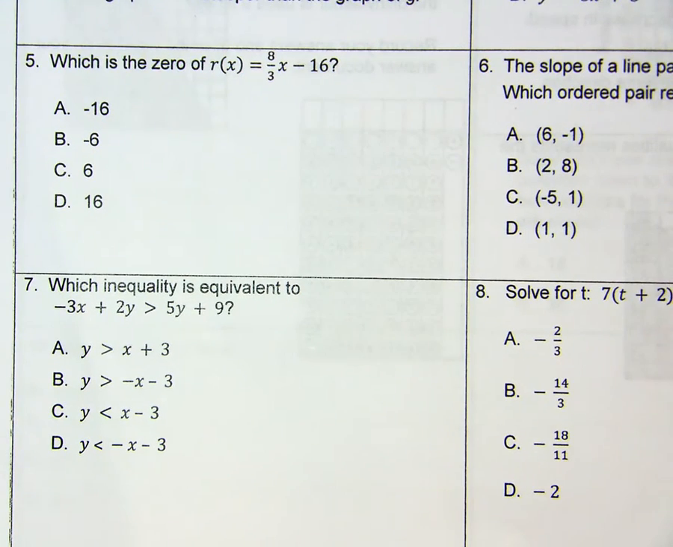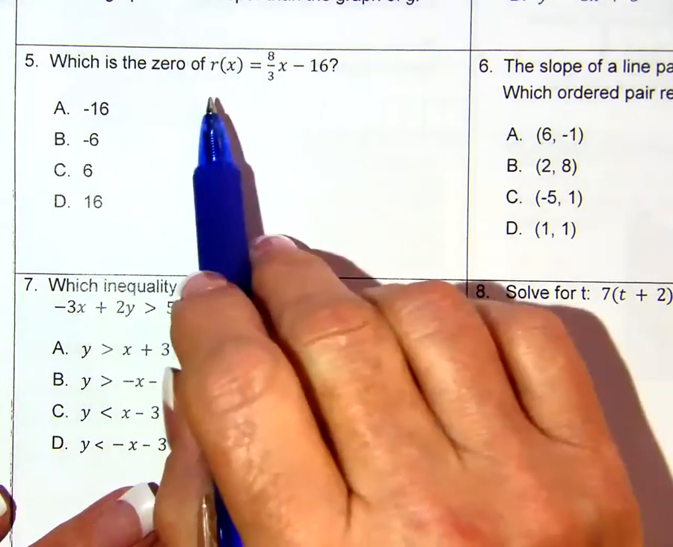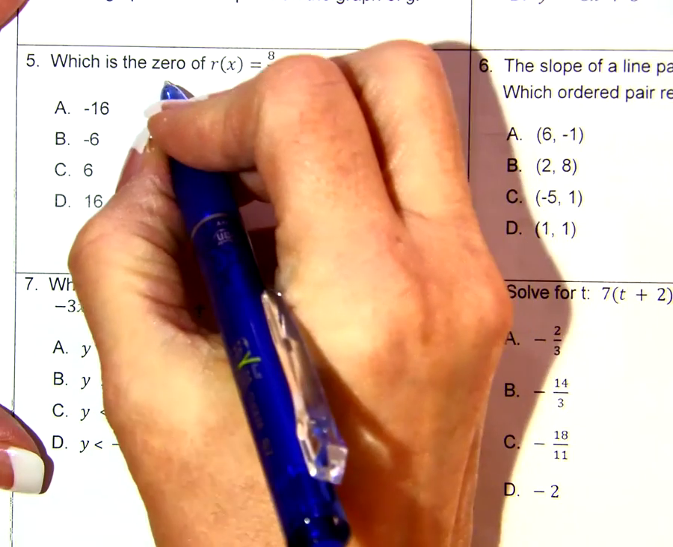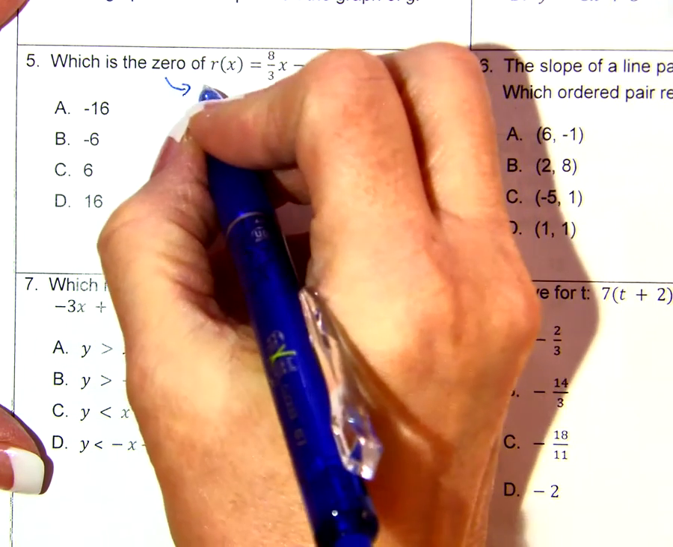This will be part 2 of our fall semester review, and we will be looking at problems 5 through 8. So the first one is problem number 5, which is the 0 of r of x equals 8/3 x minus 16. When we are looking at the 0, this has different names.